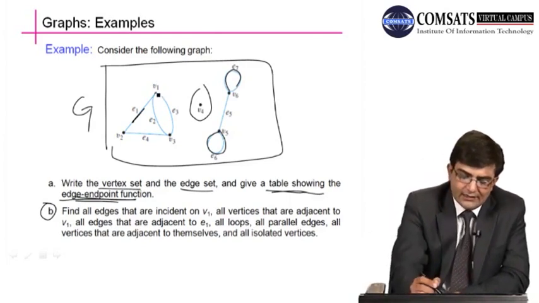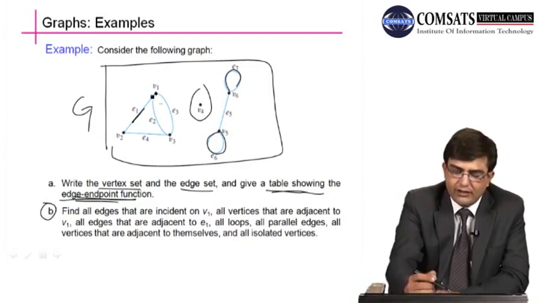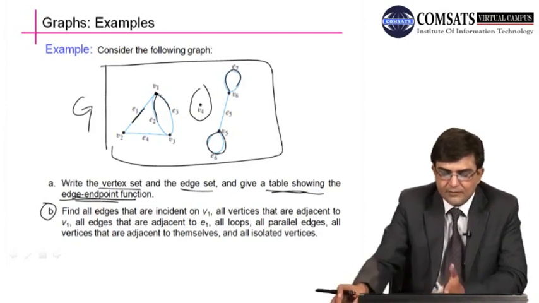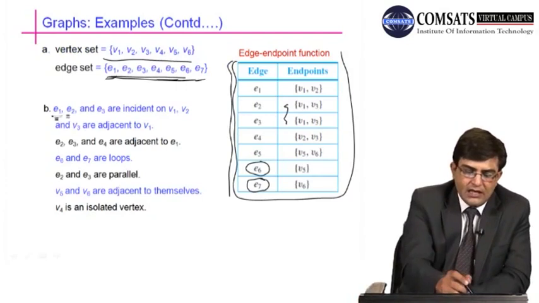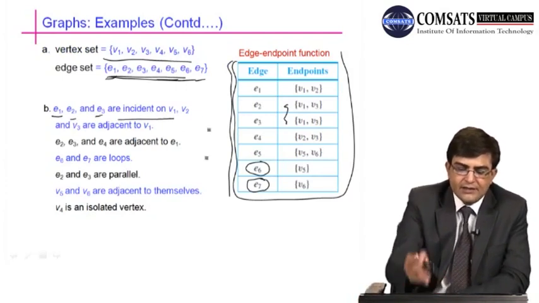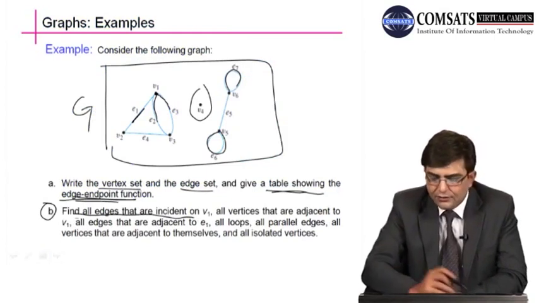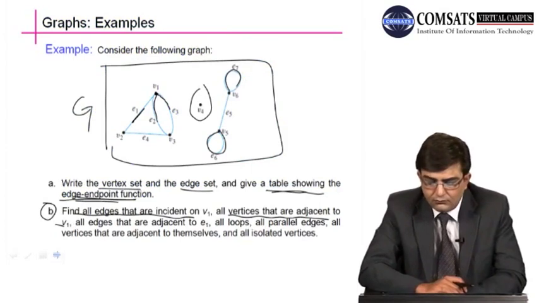V1 is basically this vertex. Now we have to see all the edges which are incident on V1. Means E1 is incident on V1, E2 is incident on V1, E3 is incident on V1. So there are three edges which are incident on V1. So E1, E2, E3 are incident on V1. We have to find all the edges that are incident on V1, all the vertices that are adjacent to V1.